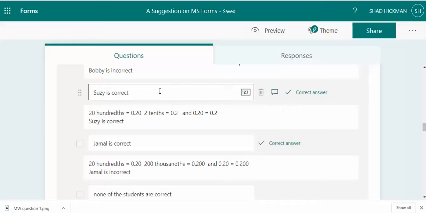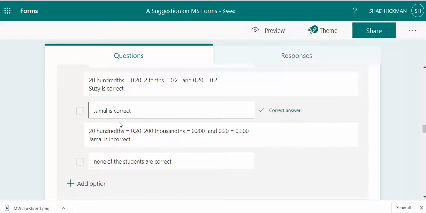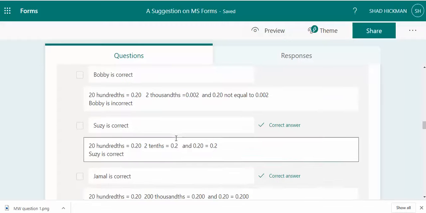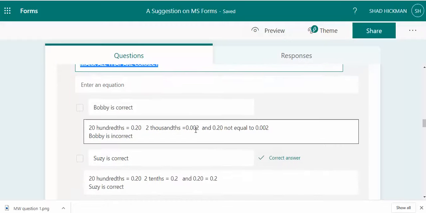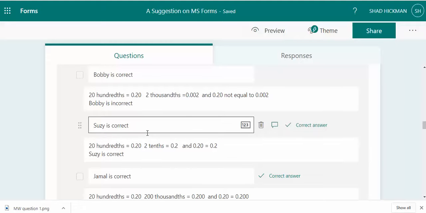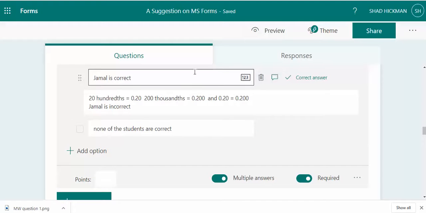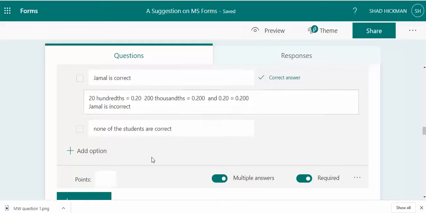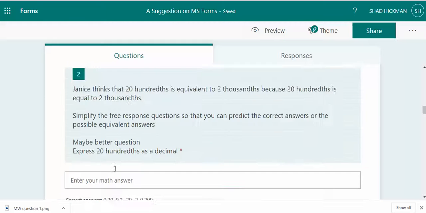Okay, so when you pick this, you can say Susie's correct, but say he didn't pick Jamal. Well, he wouldn't get full credit because you need to mark all that are correct. So even if they only picked one of them, they validated what they thought was correct, and then the response would still say that you need to pick both of them. Okay. Now I don't have any points in here. If you do want to put points in there, that's fine.